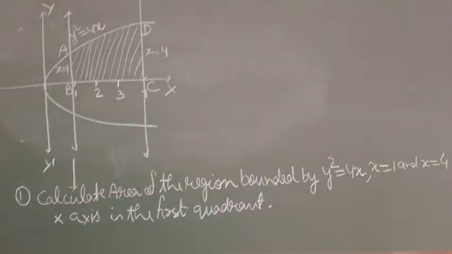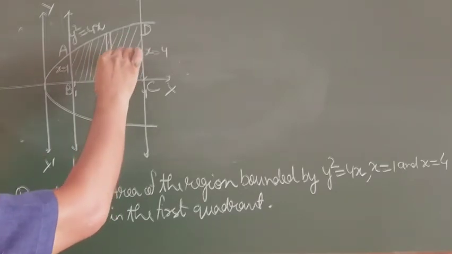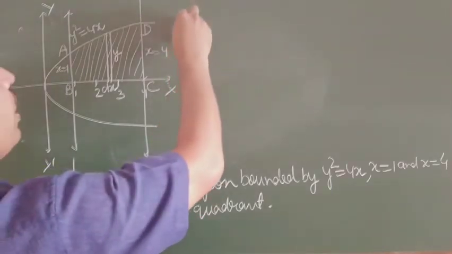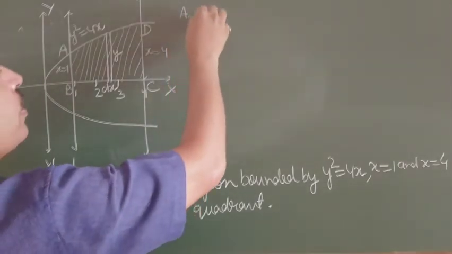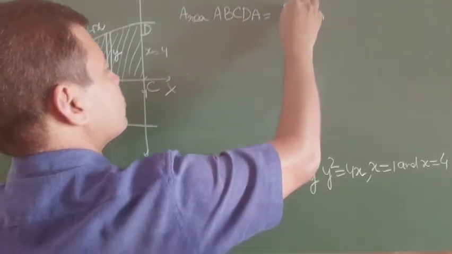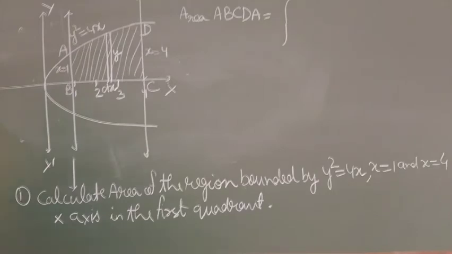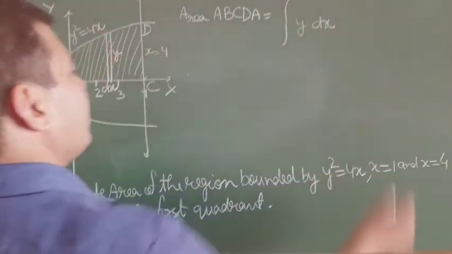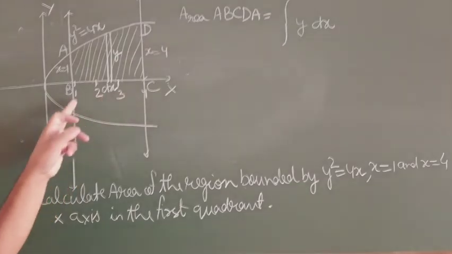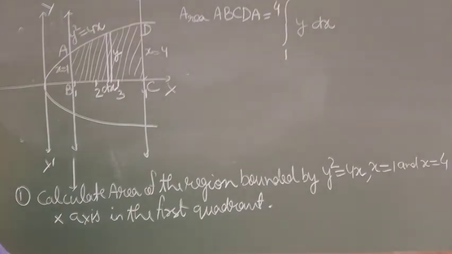To calculate its area, we have to draw a rectangular strip, y dx. So the area ABCD equals the integration of this function y dx, and the limits are given from here. We will take 1 to 4. So the integral from 1 to 4 of y dx.